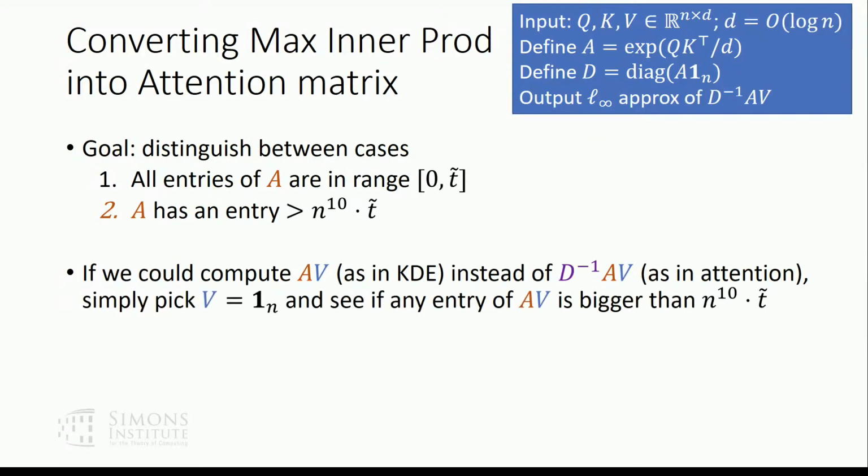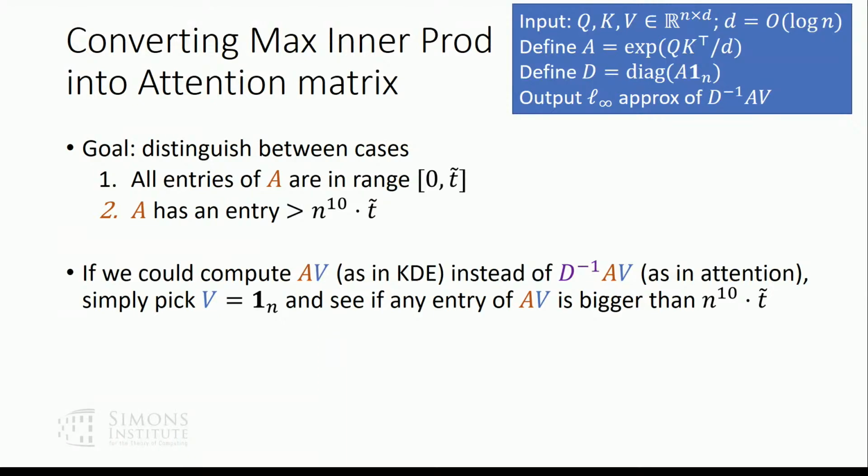Now, if we were doing kernel density estimation instead of attention, we'd basically be done. So if we could compute A times V instead of D inverse times A times V, then we could pick V to be just like the all ones vector and then a bunch of zeros for the rest. So when you do A times V, it computes the row sums of the attention matrix. And you can just check if any of the entries is bigger than n to the 10 times t tilde. Because if we're in the first case, all the entries are going to be at most n times t tilde. So there's a very big gap between how big the entries would be.